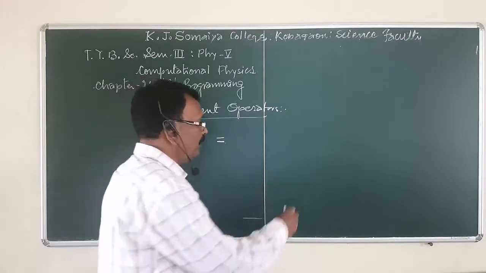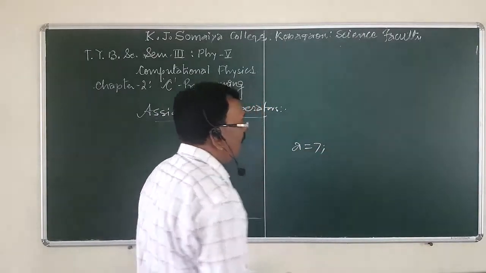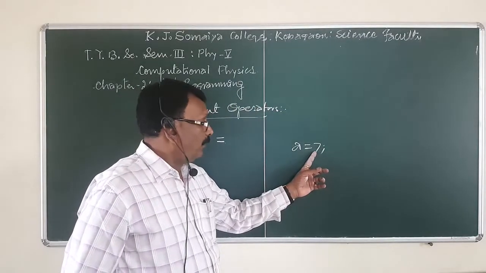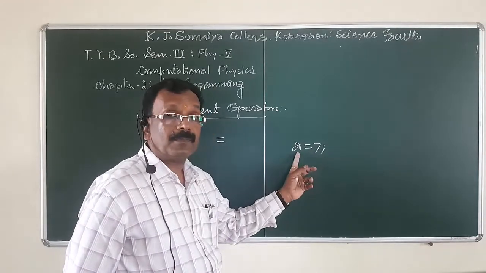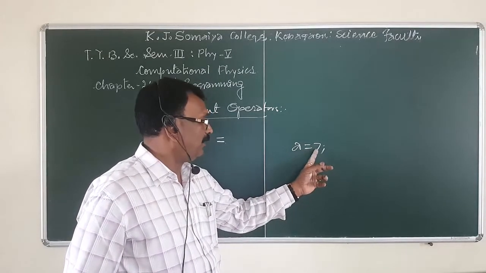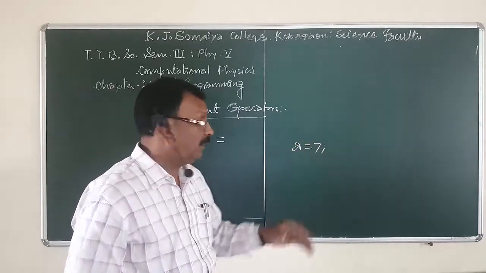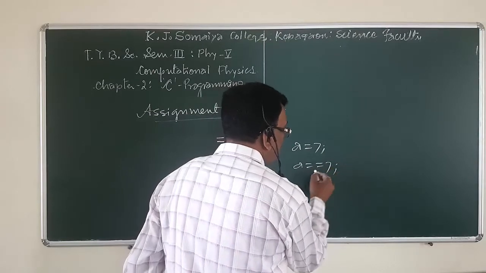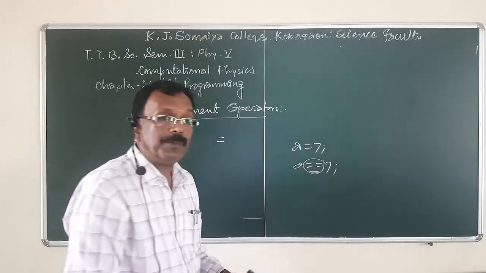Meaning of this is nothing but, suppose A is equal to 7, but in C programming we have to read it like this, say value 7 is assigned to A. Not A is equal to 7, that is not allowed here. For this purpose, this operator is used, and this is called the equality operator.